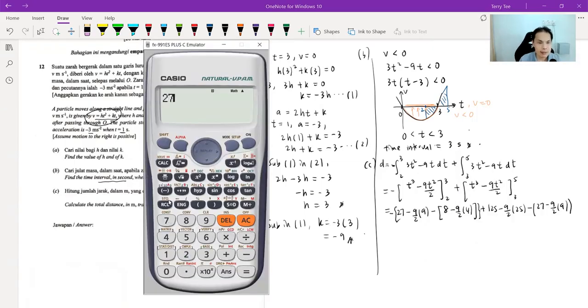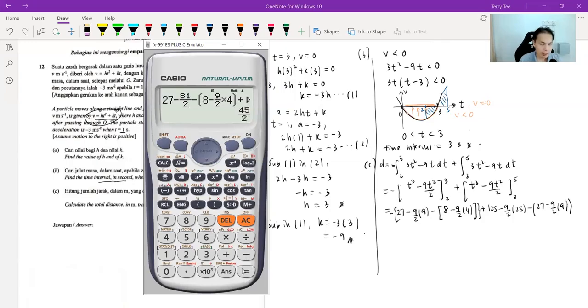But for now, let's just subtract directly. 27 first, minus 9 times 9 is 81, so 81 over 2. Then 8 minus 9 over 2 times 4, and you can cancel it actually. Then you plus 125 minus 9 over 2 times 25, and then you minus 27 minus 81 over 2.